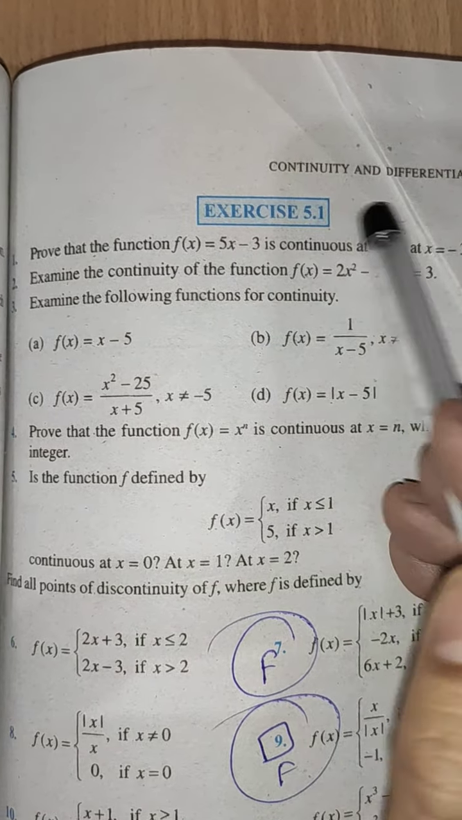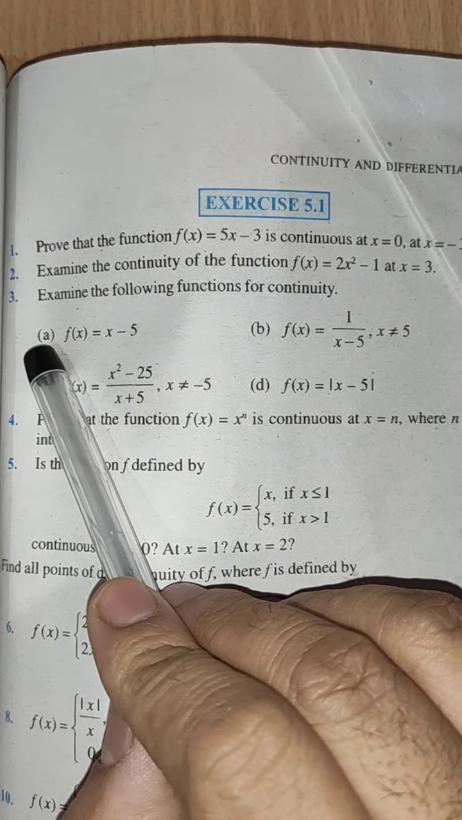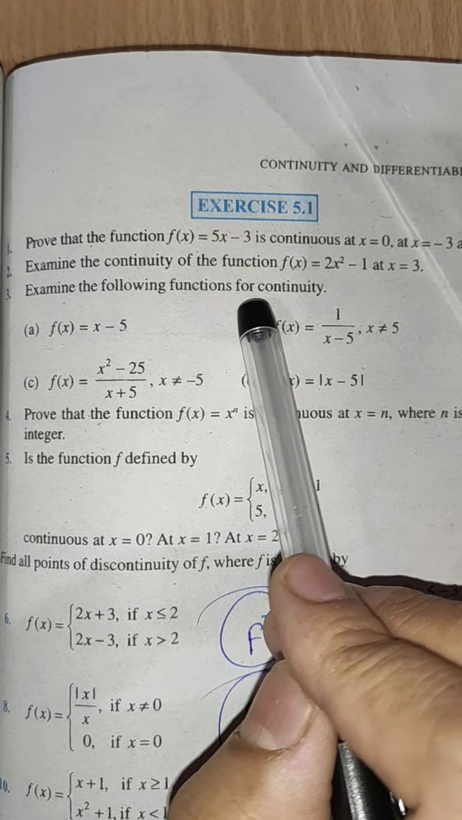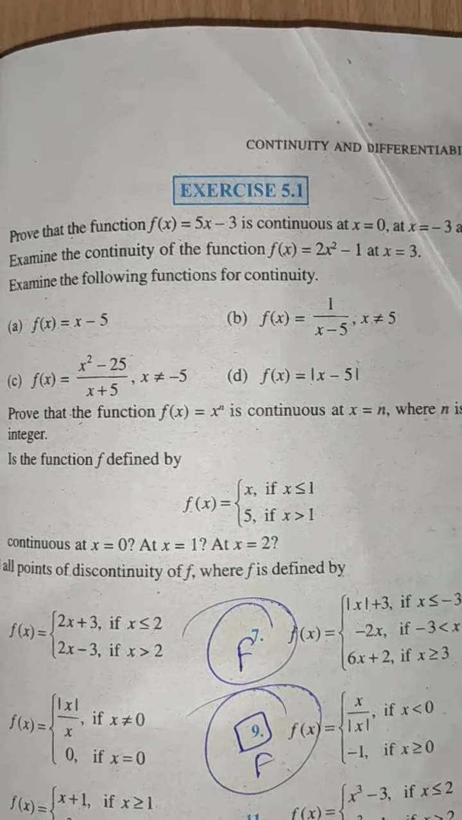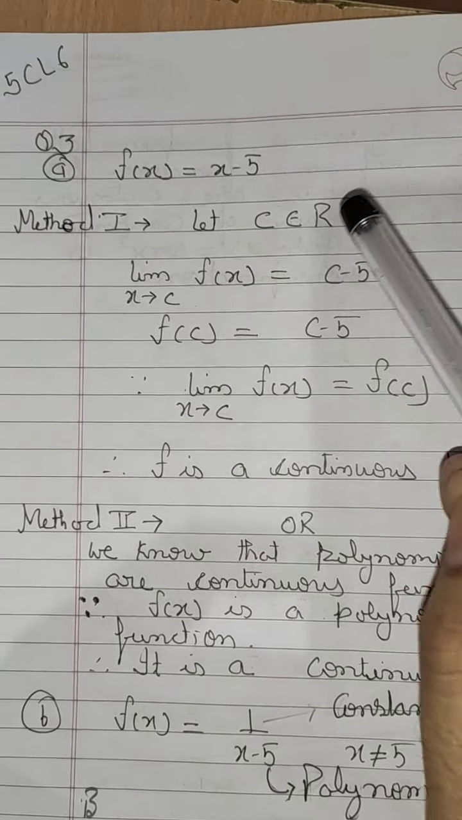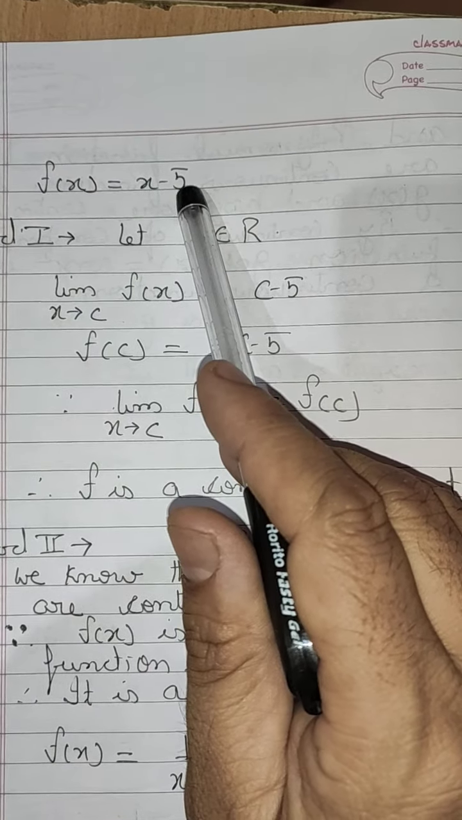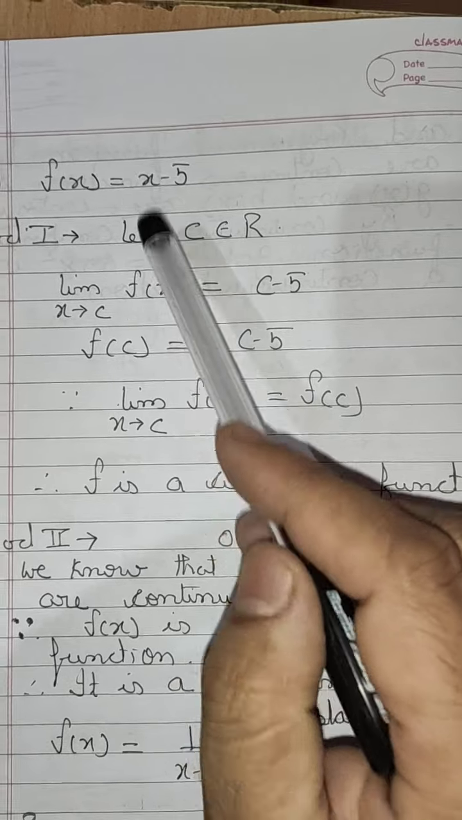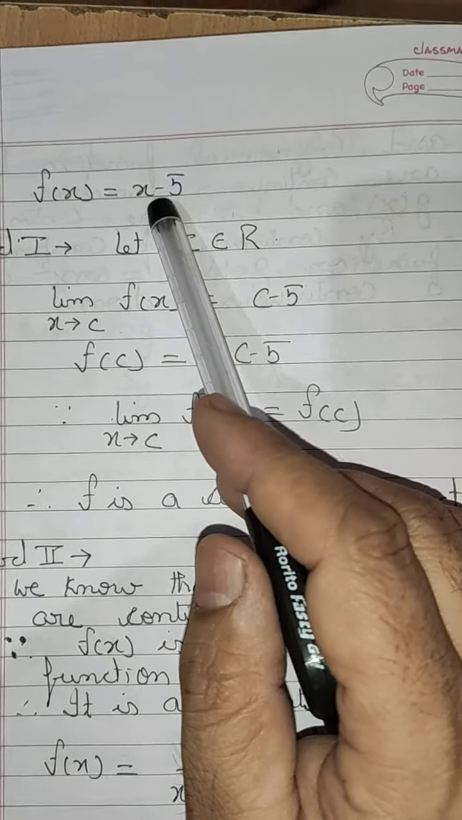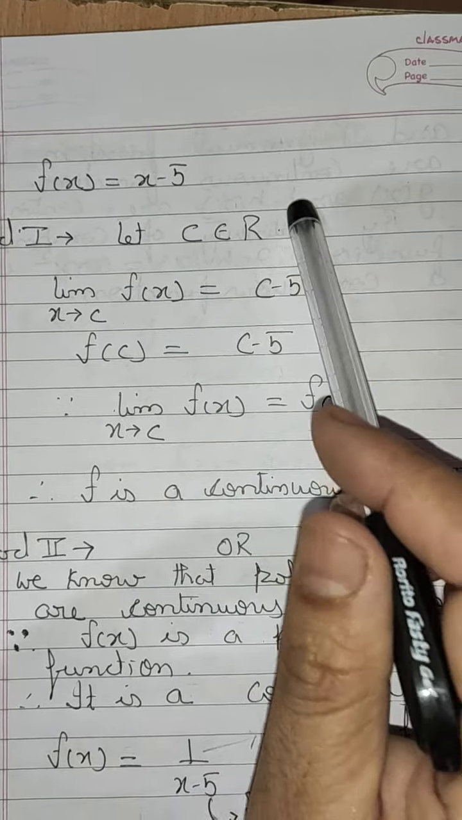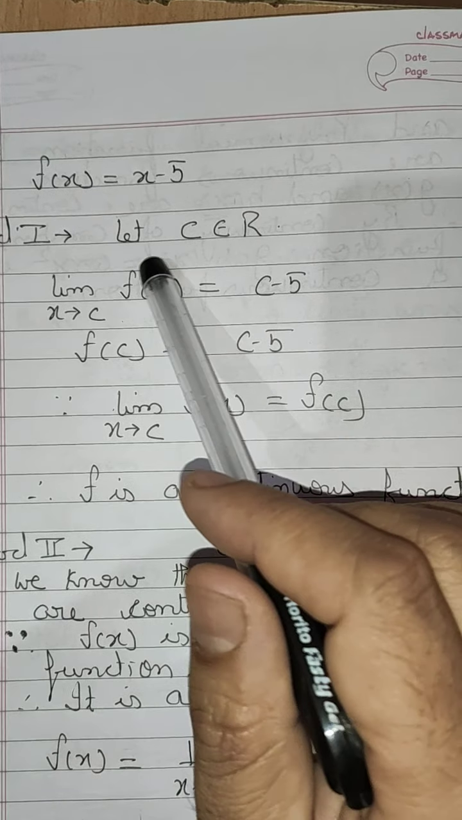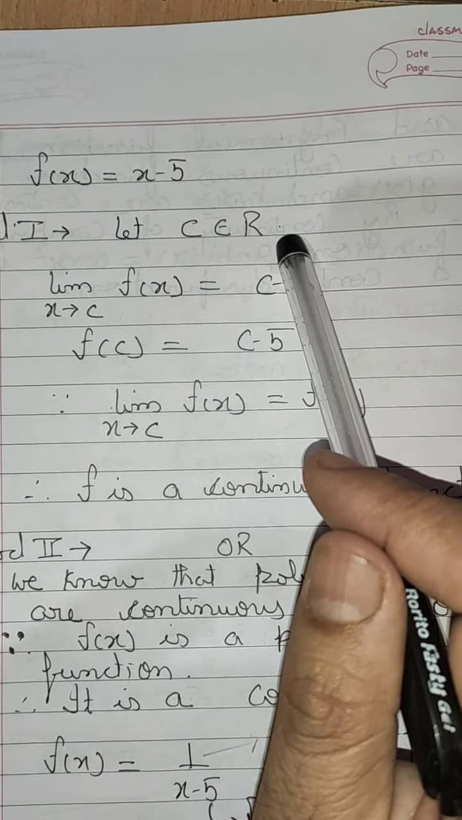Now we will do exercise 5.1, question number 3. Examine the following functions for continuity. This question we can do by two methods. f(x) is equal to x minus 5. It is a polynomial function. You can take any point in its domain. We know that the domain of a polynomial function is all real numbers, so I am taking an arbitrary point c.